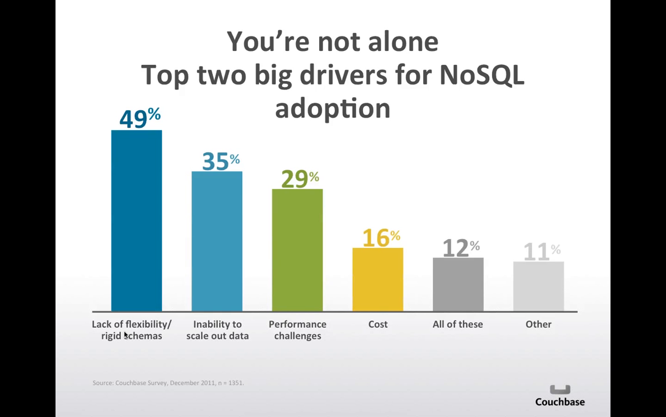We did a survey a few months back where we asked the people in our community why they switched, or why they are using a NoSQL database. And most of them gave about 2 main reasons. The biggest one is the lack of flexibility, the fact that relational databases have rigid schemas, so it makes the life of the developer upgrading to a new version of the application quite complex. And the other part is the inability to scale out the data. And I would say that more than inability, it's the fact that it's hard and expensive compared to dealing with scalability with Couchbase.